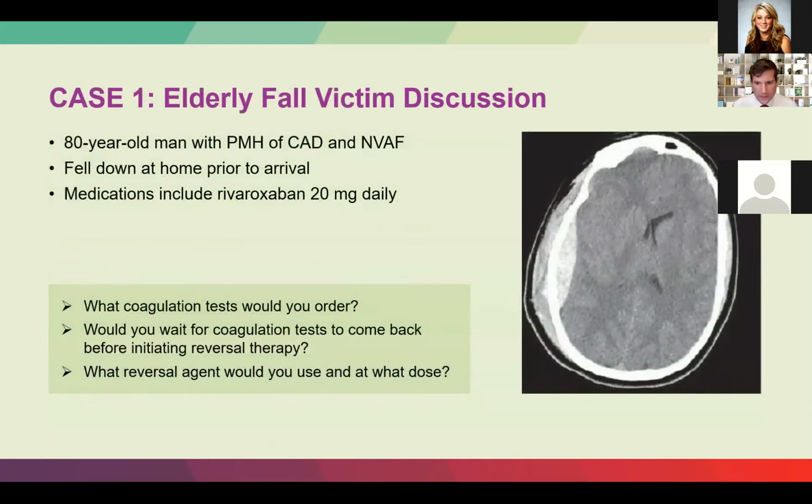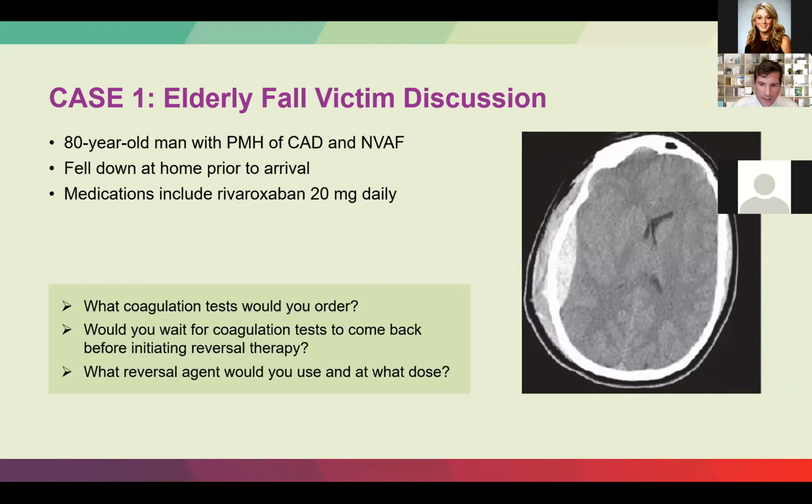So circling back to our gentleman who had the fall on rivaroxaban with an obvious head injury, you get him to CT pretty quickly, right? That's going to be part of his evaluation. You're going to scan through at least his head and cervical spine and do some chest wall concerns, maybe his chest as well. And you see this on the right side, right? So he has an acute bleed. He's on rivaroxaban.